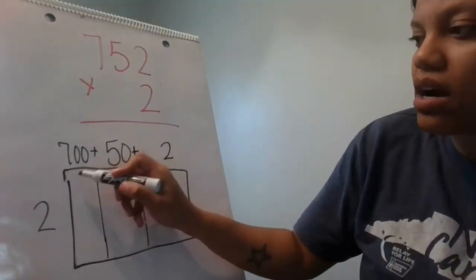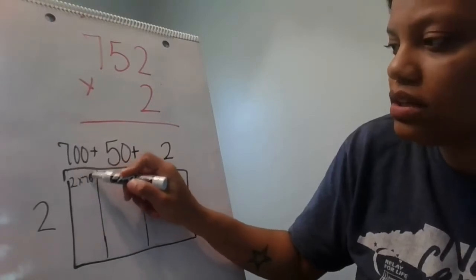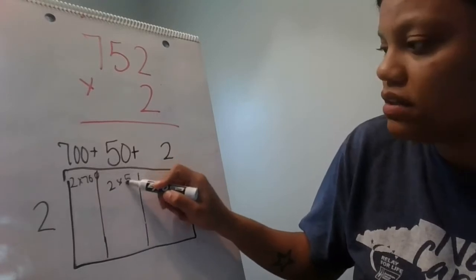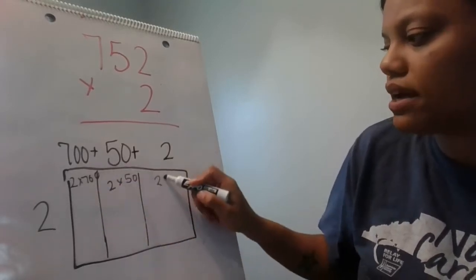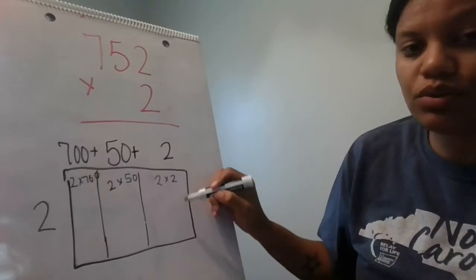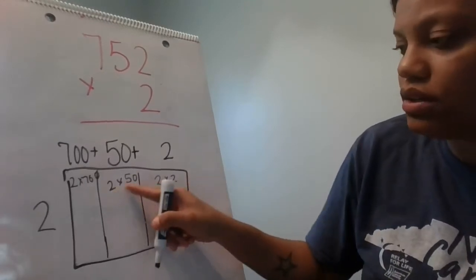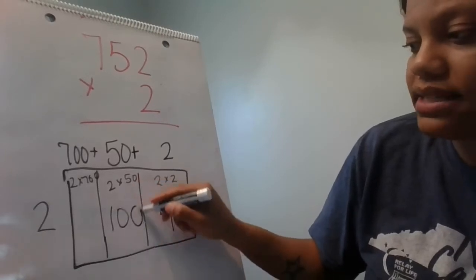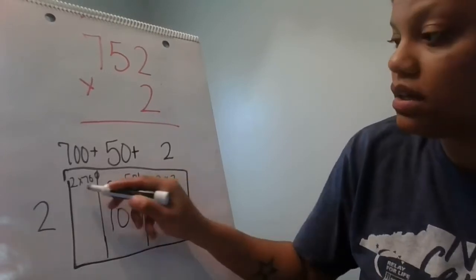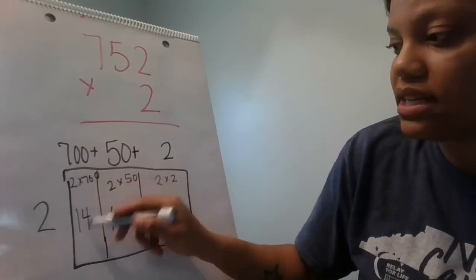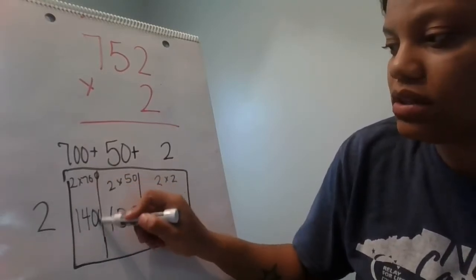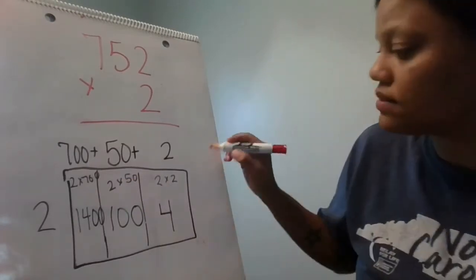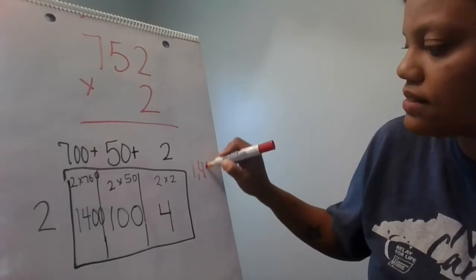So here I'll start with 2 times 700, 2 times 50, and then 2 times 2. So I know 2 times 2 is 4, 2 times 5 is 10, and there was 1 zero in that box, so I need to add another 0 to my product. 2 times 7 is 14. There were 2 zeros, so I should add those 2 zeros. Now I take those partial products and I add them over here to the side.